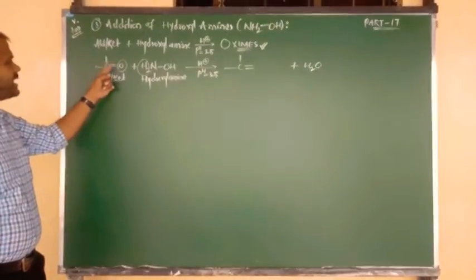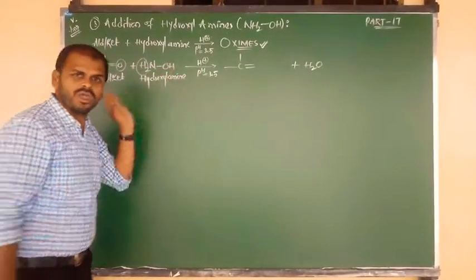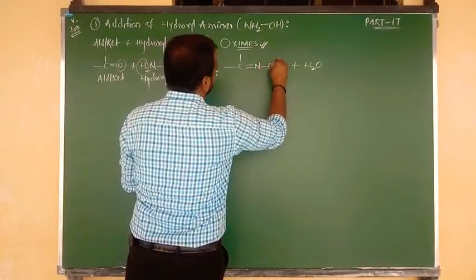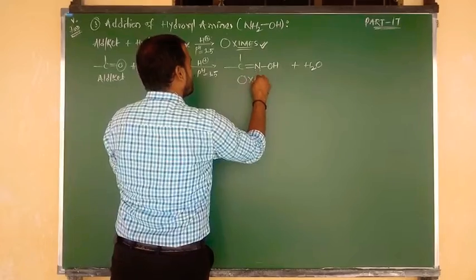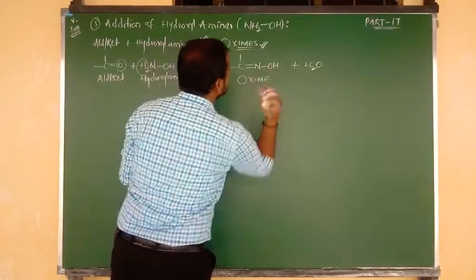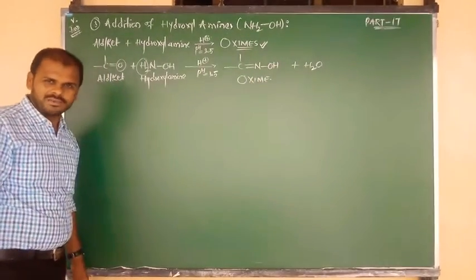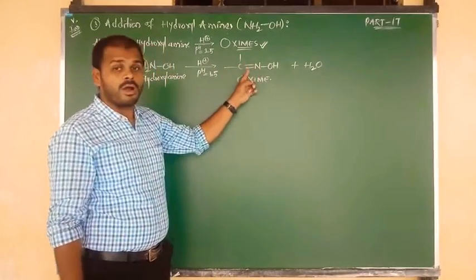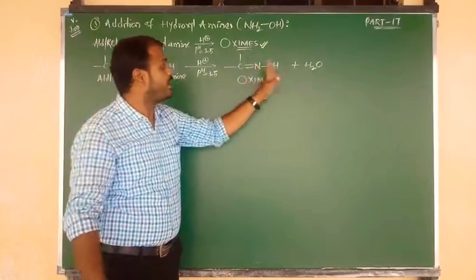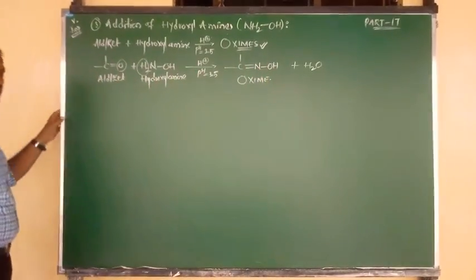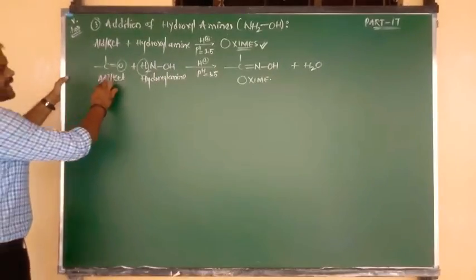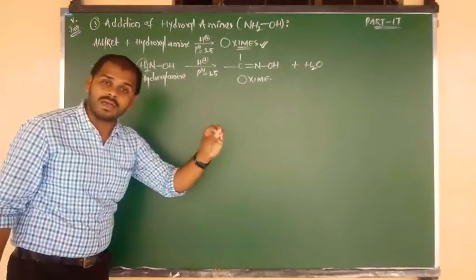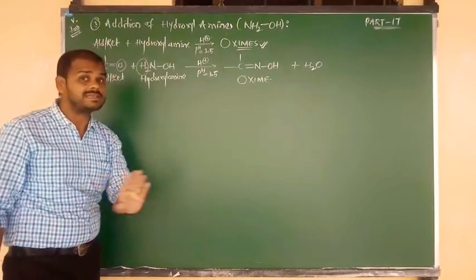Remaining is C double bond N, N bonded to OH. This is your product name, very important. This is called oxime. Oxime means an organic compound having a carbon-nitrogen double bond, with the nitrogen connected to an OH group. This is your oxime product formula. So aldehydes and ketones on addition with hydroxylamine give oximes. You have to write such a single statement. That is enough for you.